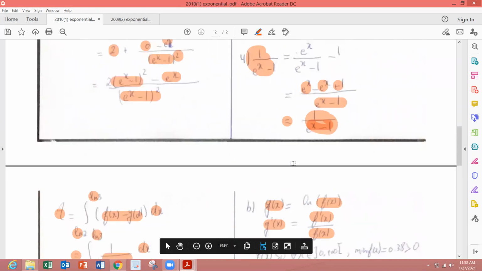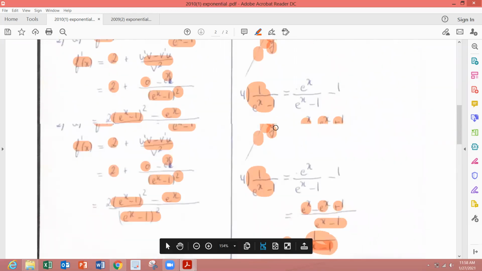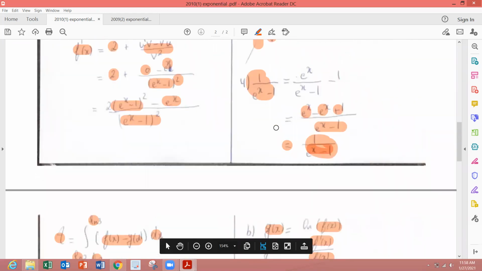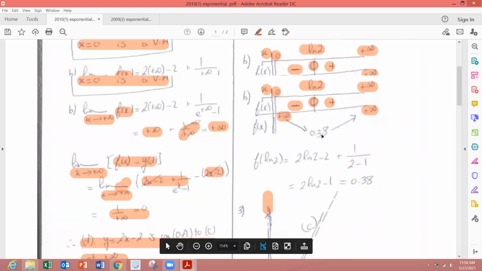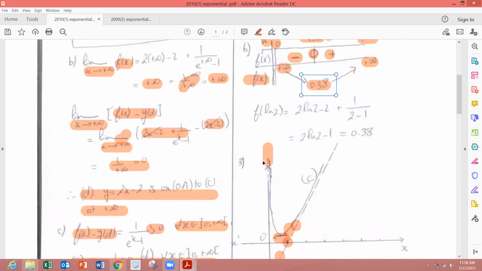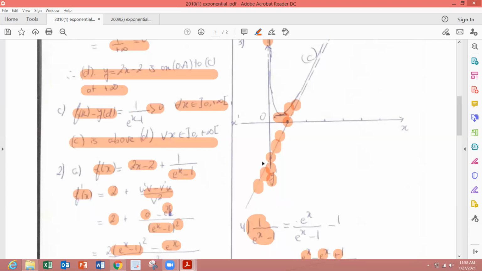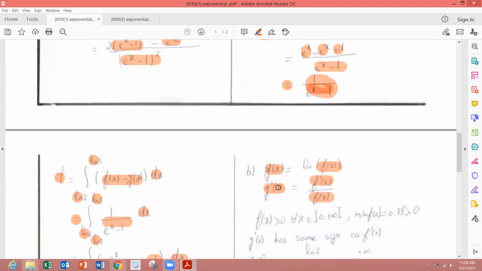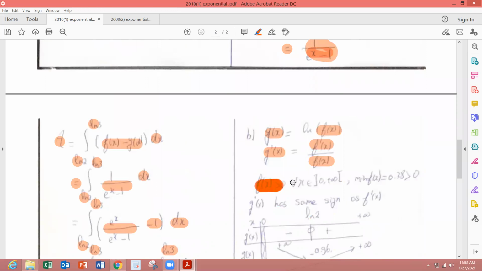The minimum of f x, how much is the minimum? We found it above in the table of variations. The minimum is 0.38. What does it mean that the minimum is 0.38? What's the sign of f x? So f x is positive for every x belonging to 0 to plus infinity, since the minimum of f x equals 0.38, which is positive.